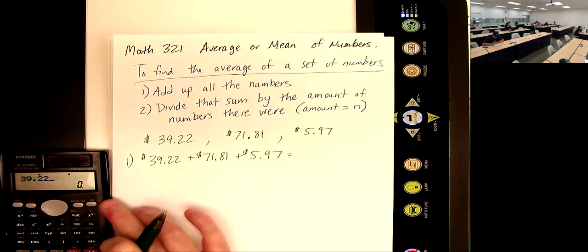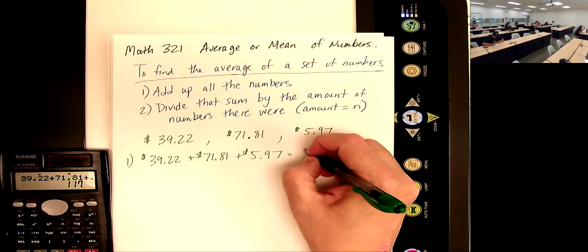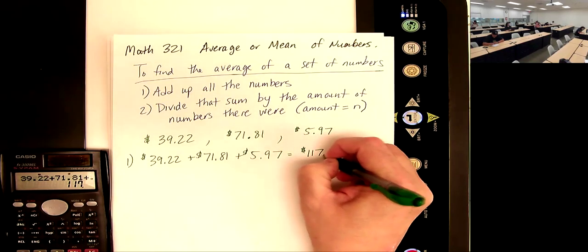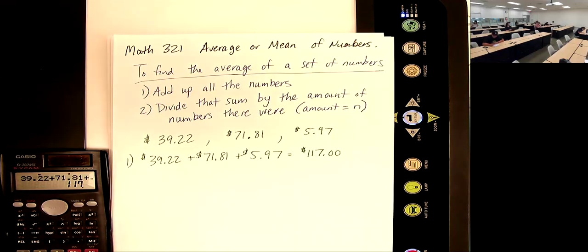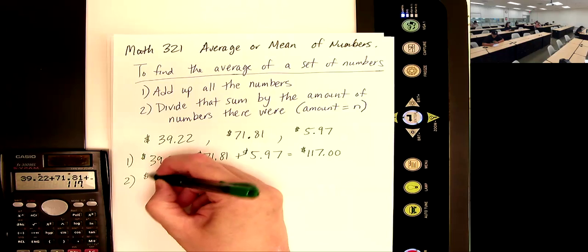So I'll go through and add these up. And I'm getting 117 even, so there must be no change there. And then there are three numbers, so I will divide by 3.